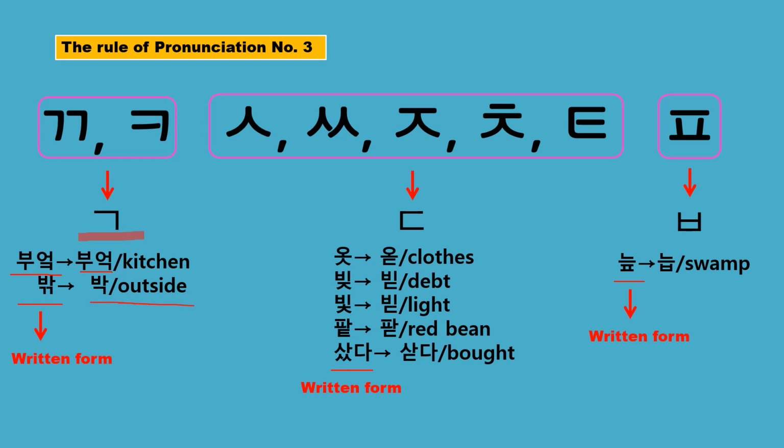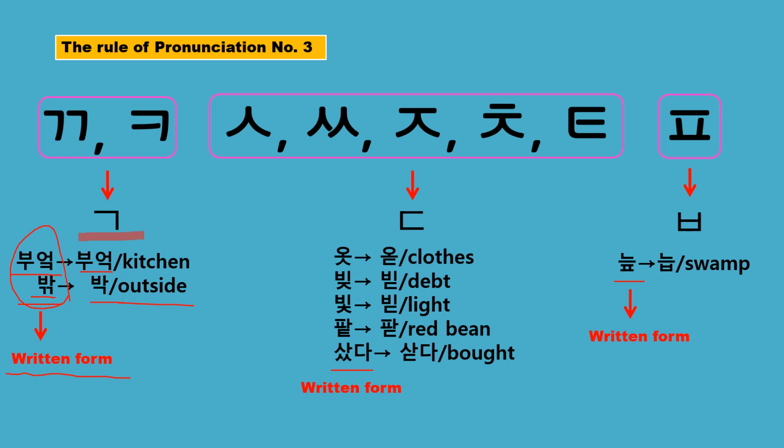Okay? And remember, 부엌, 밖, they are written form. Written form. Okay? Remember. So when you write 부엌, 밖, these words, you should write this. 부엌, 밖. But when you read 부엌, 밖.